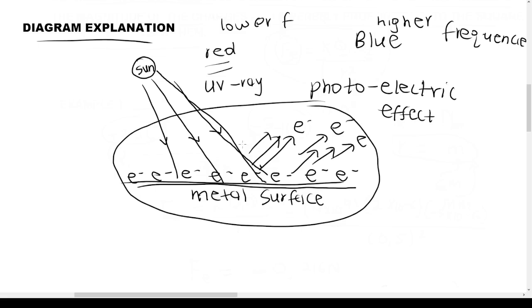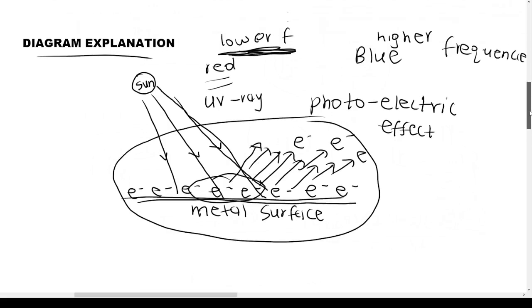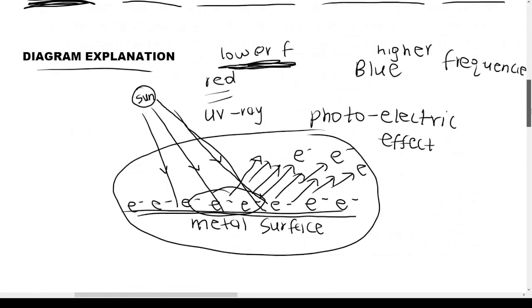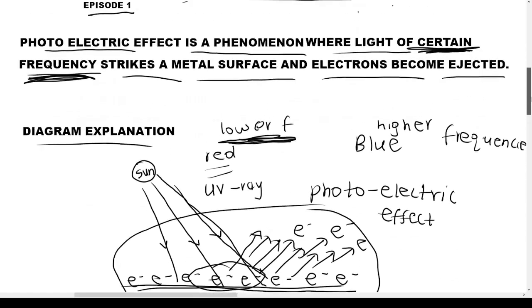So it means the higher the frequency, the higher the chances of an electron being removed from a metal surface. Light with higher frequencies is likely to remove an electron from a metal surface, but light with lower frequencies is less likely to be able to remove an electron from a metal surface. Keep that in mind, it is very important. Okay, so I believe that is enough for now.